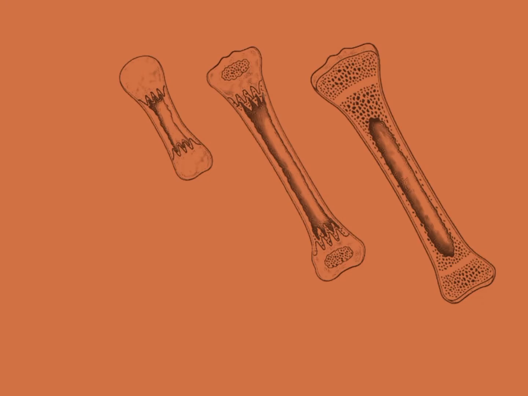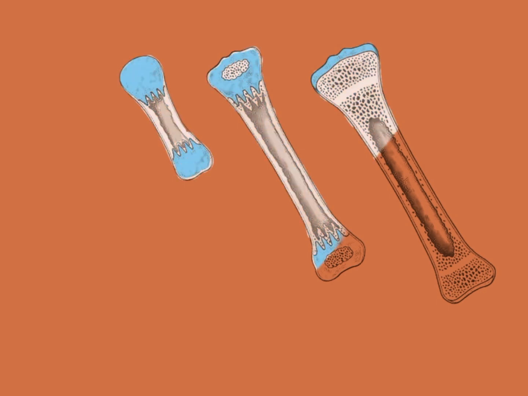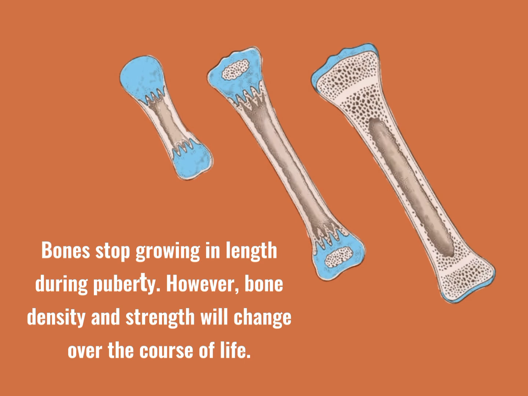A bone is a living tissue that changes throughout our lives, as the body breaks down an old bone and forms a new one. The greatest gains in bone size and strength occur in adolescence when the hormones of puberty speed up bone growth. Bones not only get longer and wider, they also get denser or thicker. People reach their peak bone mass and eventually stop growing in length during puberty, but bone density and bone strength will change over the course of life.